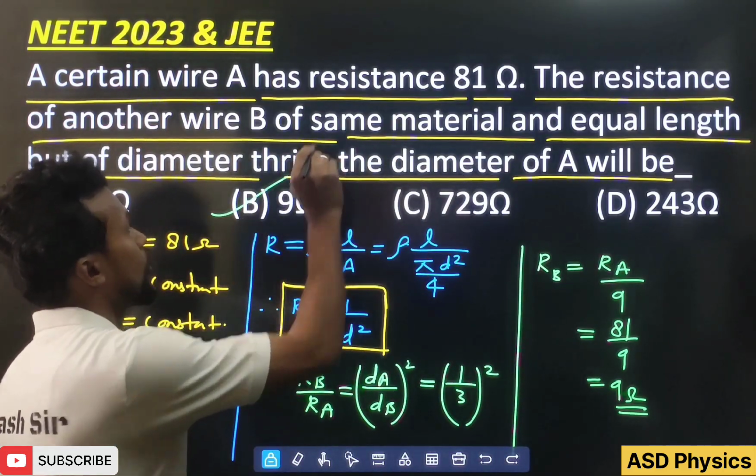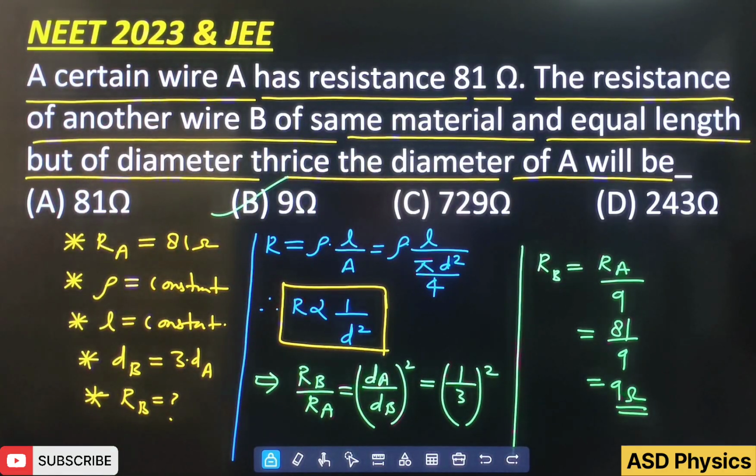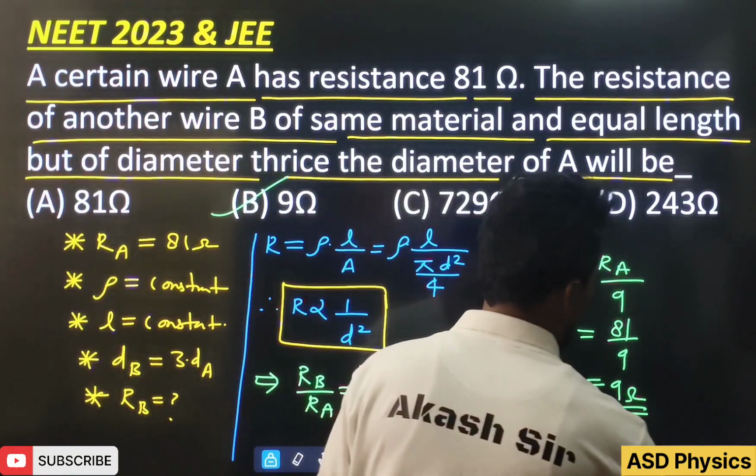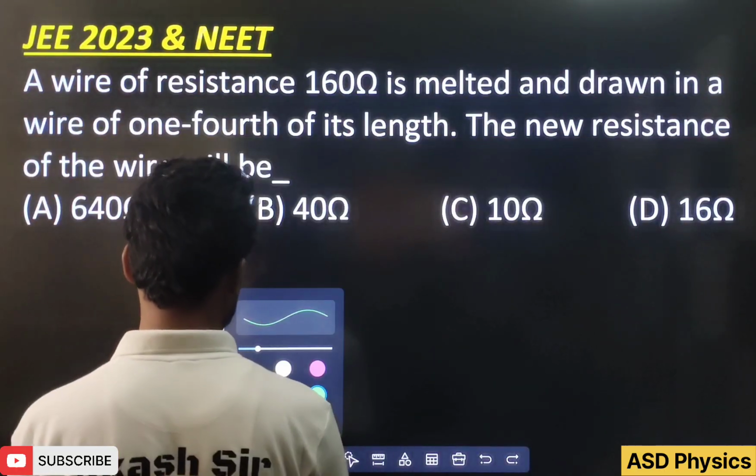You can see very well, option B is the correct answer, students, and here the answer is 9 ohm. Is it? Great. See how beautiful a way we are solving these questions, how easy, is it?